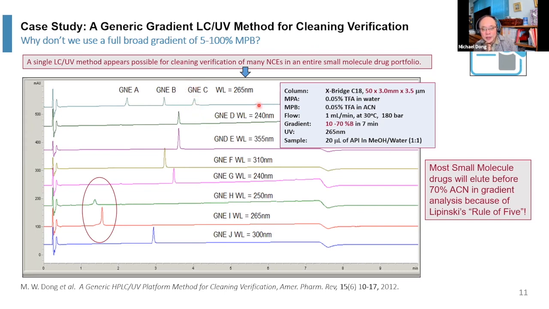I developed a generic method, a very mundane separation. 1 mL per minute, and the gradient is 10% to 70% B in 7 minutes. So nothing unusual. And you can inject a rinse of the vessel, either a tumbler or a reactor. You rinse with methanol, you dilute with water, you inject 20 microliters. And it's a generic method for all these compounds.